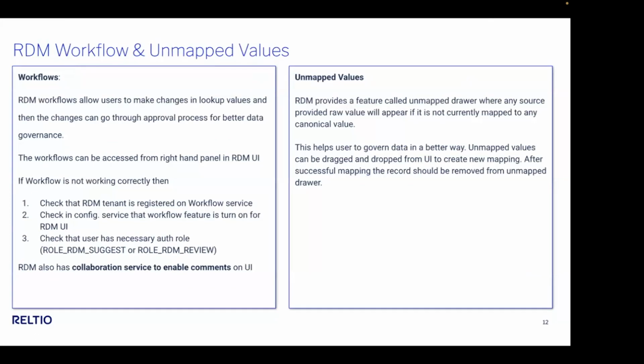I've already talked about workflows a couple of times, and I also want to talk a little bit more about workflows and unmapped values, right? So let's start with unmapped values. When we talk about unmapped values, what happens there?